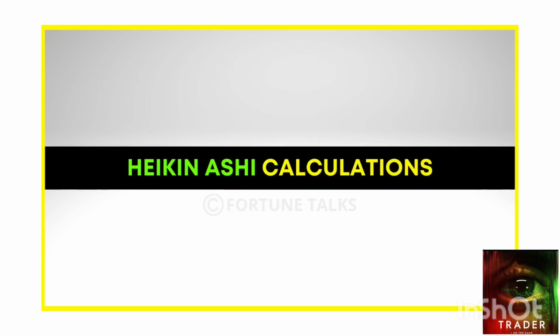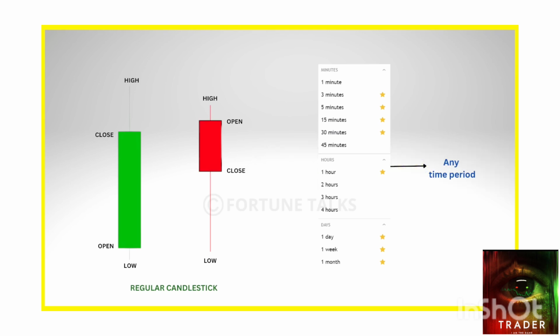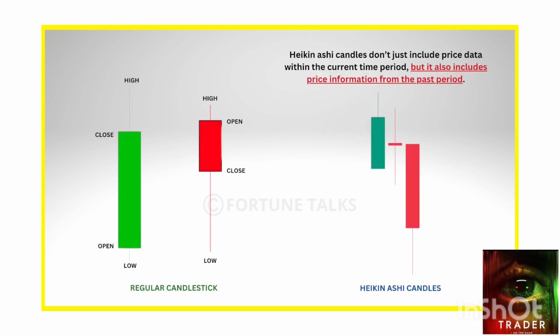So, it is a no-brainer that we need to learn how to calculate Heikin-Ashi candles in order to unveil a lot more of its secrets. With the traditional Japanese candlestick charts, each candle represents the open, high, low and close that the price makes within the current time period. This time period can be 1 minute or 10 minutes or 1 hour or any of them. But that's not the case with Heikin-Ashi candles. With Heikin-Ashi candlestick charts, each candle doesn't just include the price movement within the current time period, it also includes the price information from the past. Now, let's look at how this is done.